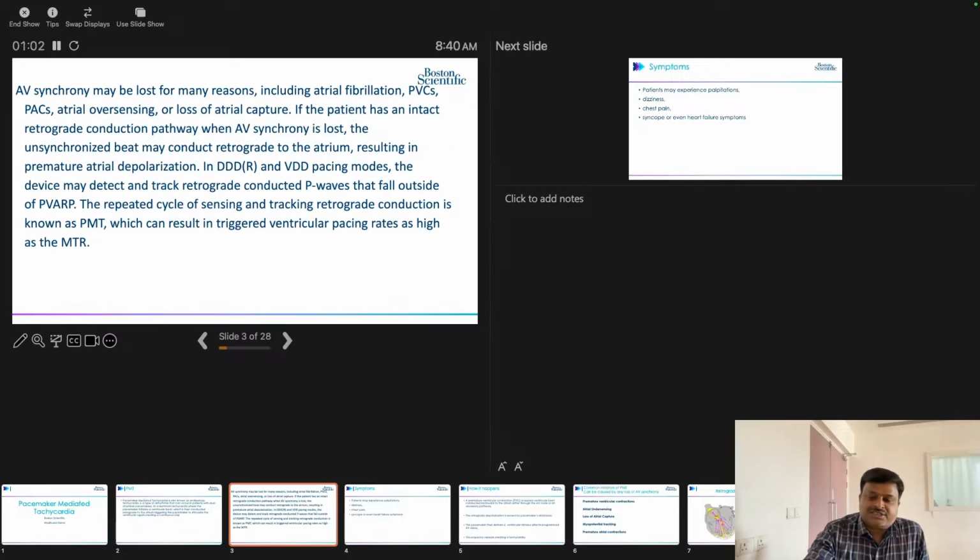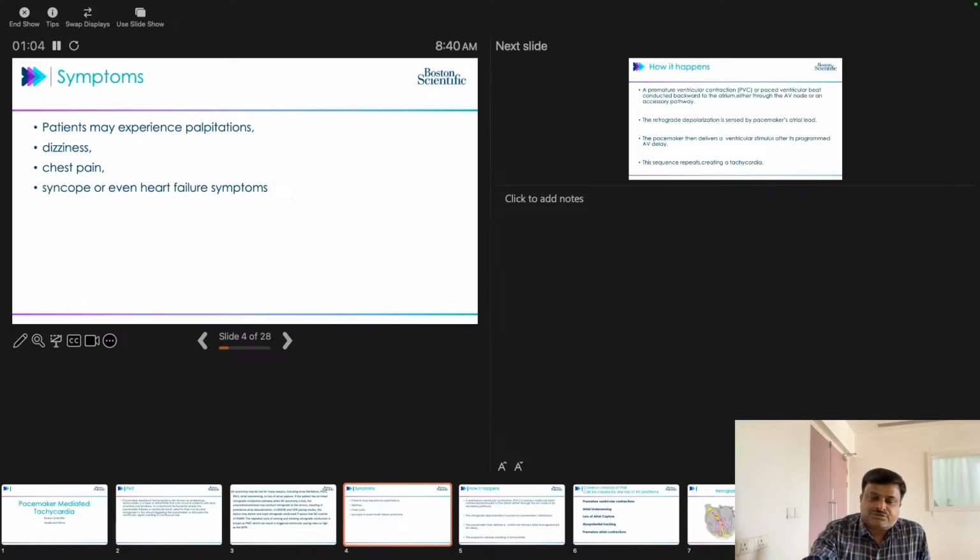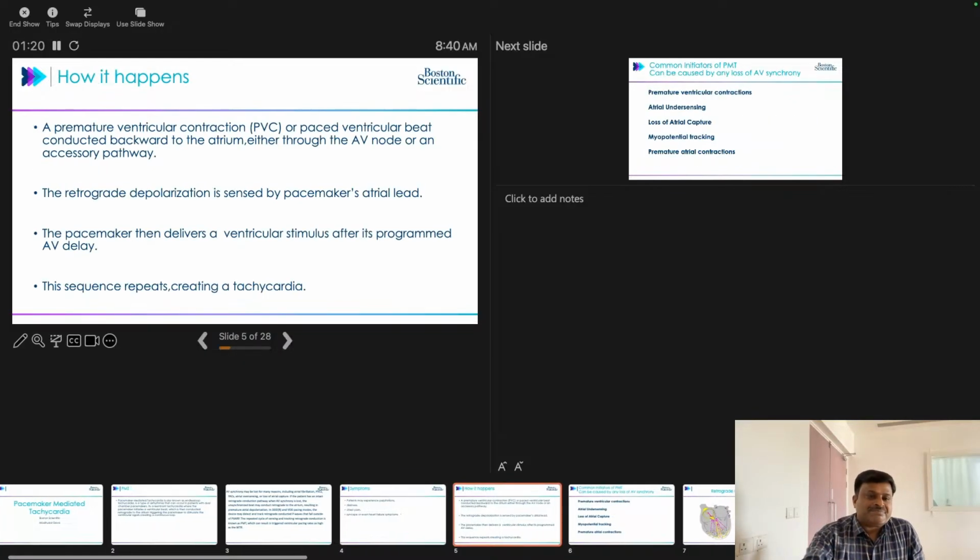So this is the typical picture. I will take you through that slide again after some time. So these are the common symptoms. The patient may experience palpitations. The patient may experience dizziness after the pacemaker, chest pain, syncope, or even sometimes heart failure symptoms as well.